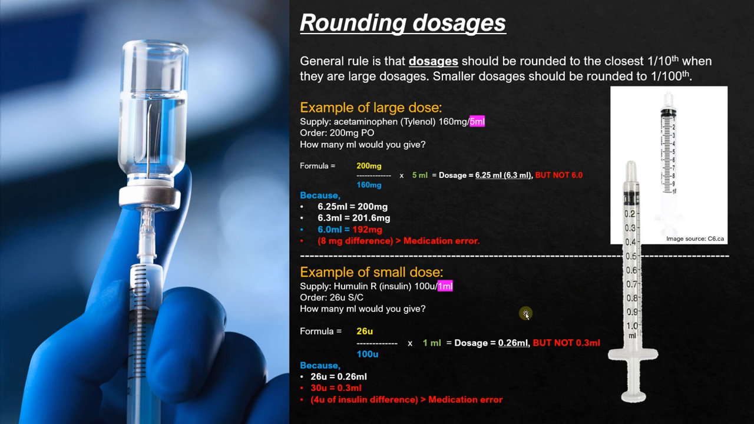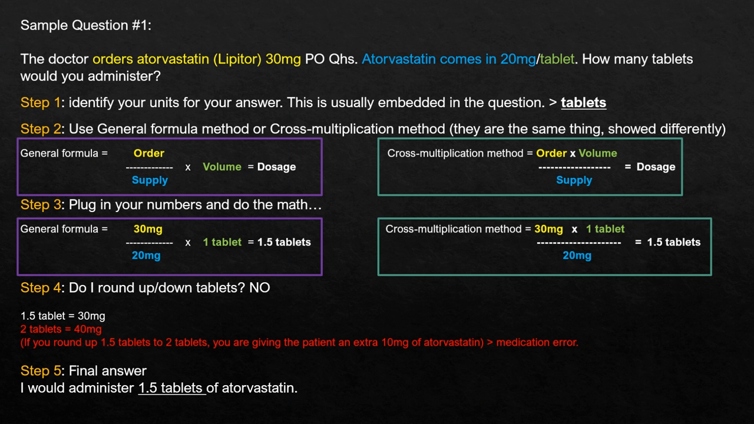With small dosages, we're going to round it to the closest 100th of a dose. Okay, so let's look at some examples. Sample question number 1. The doctor orders atorvastatin 30 milligrams by mouth at bedtime. Atorvastatin comes in 20 milligrams per tablet. How many tablets would you administer?